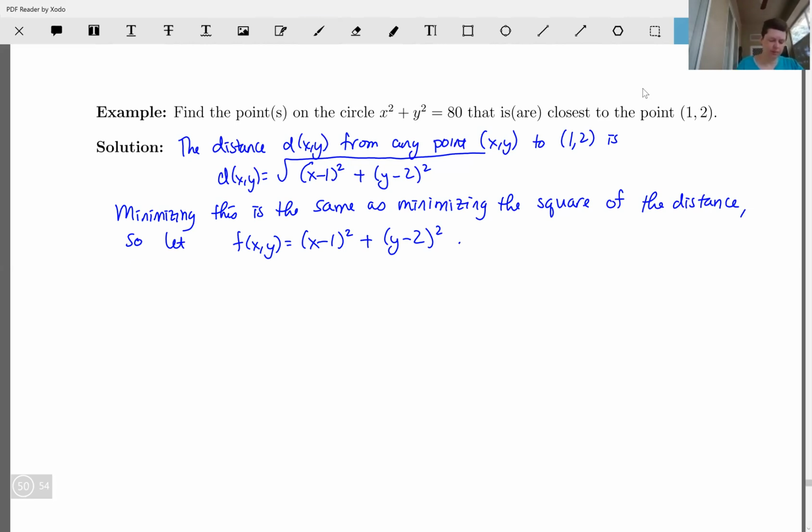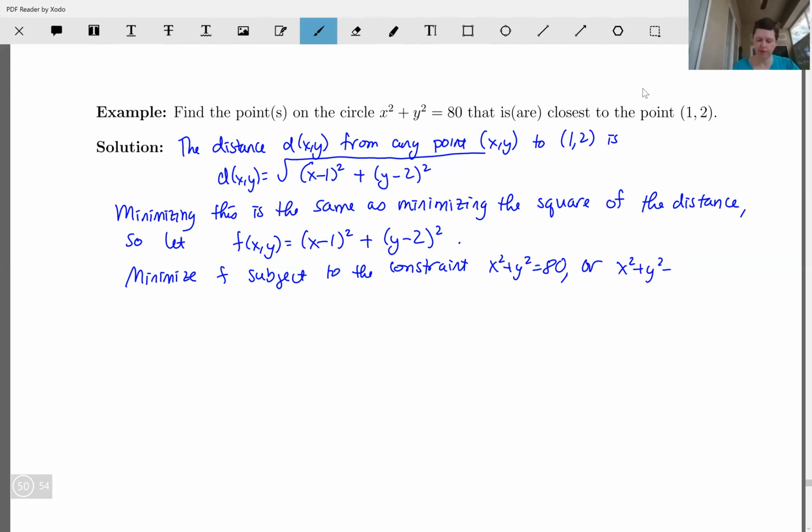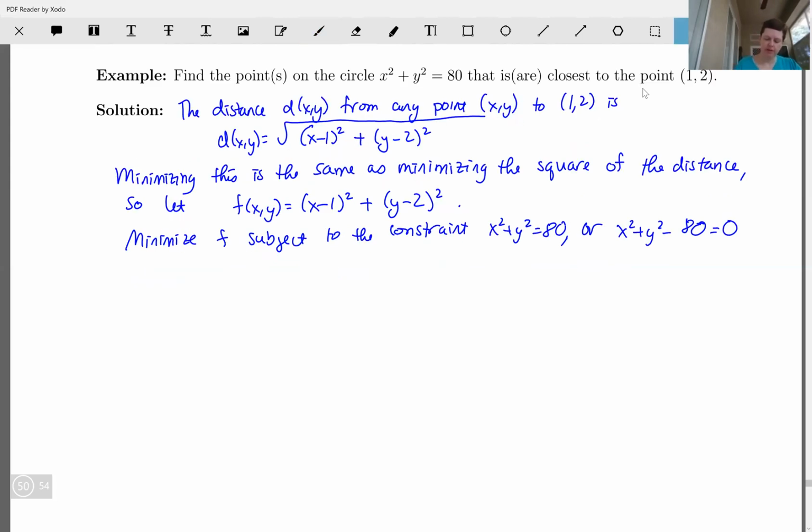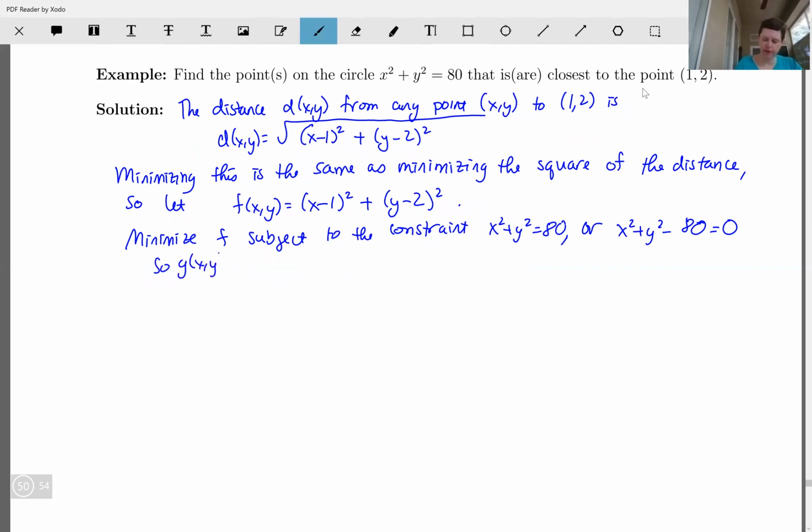so what's this going to be? So we're going to minimize this function f subject to the constraint that we're on the circle x squared plus y squared equals 80, which we can write as, just like we did in the previous example, x squared plus y squared minus 80 equals 0. So g of x, y then is going to be x squared plus y squared minus 80. All right, let's do this.